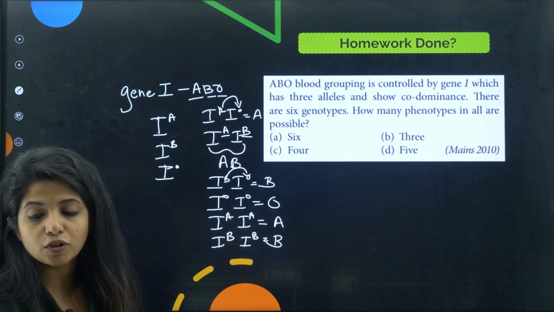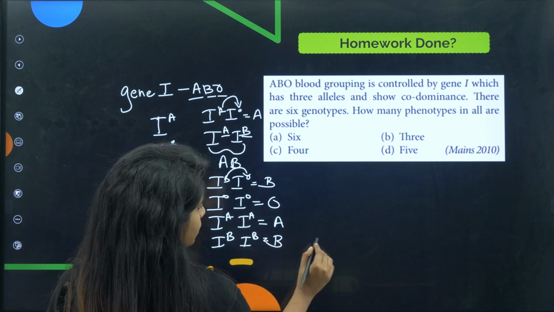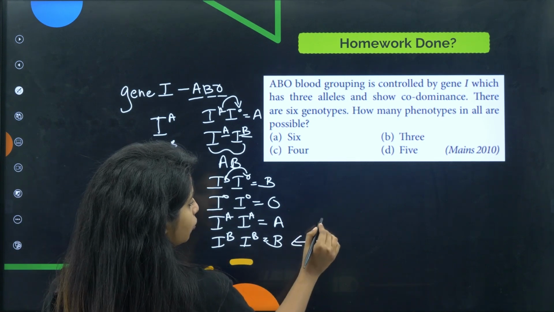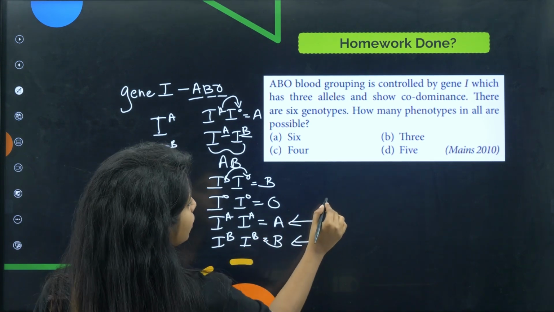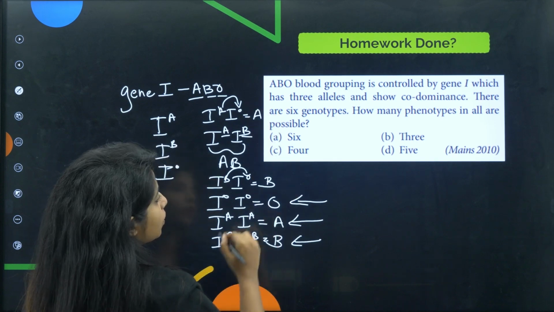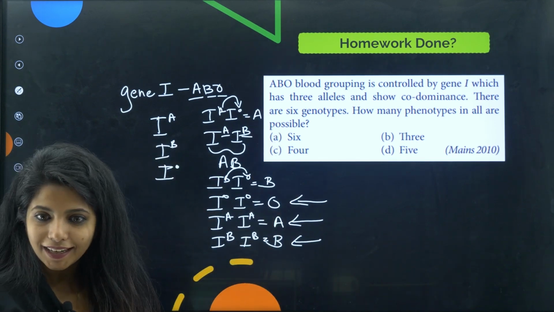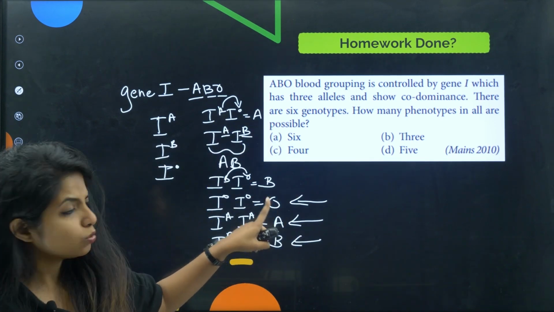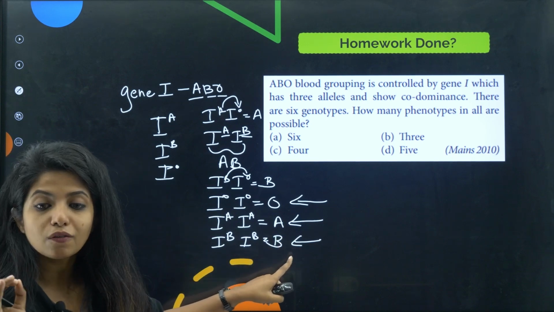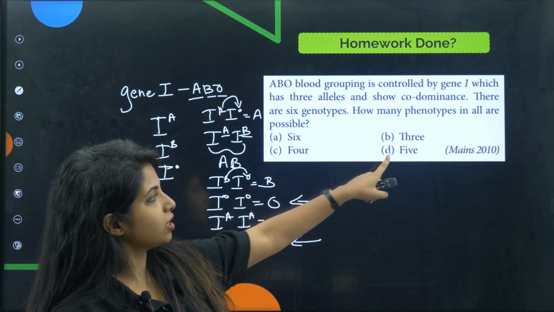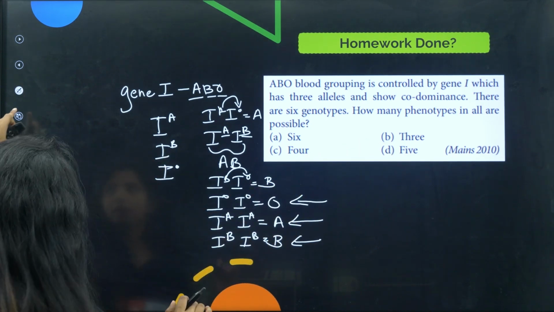They are asking you what is a possible phenotype. So I see either you can have B blood group, or A blood group, or O blood group. Same thing is repeated above there as well. Agree? So the 3 possibilities are there. Only 3 phenotypes are there, children. Do we have an option like that, 3? Yes, we have an option like that.